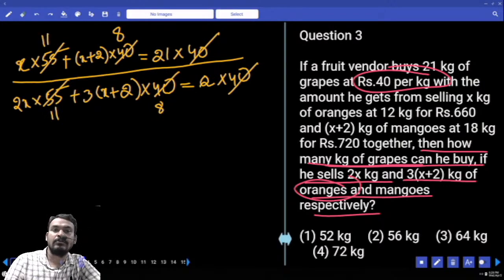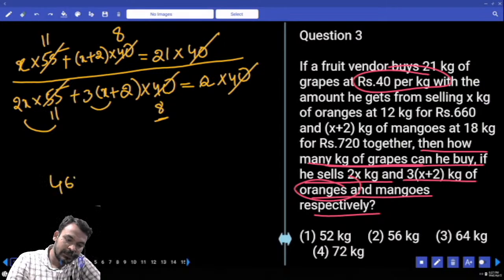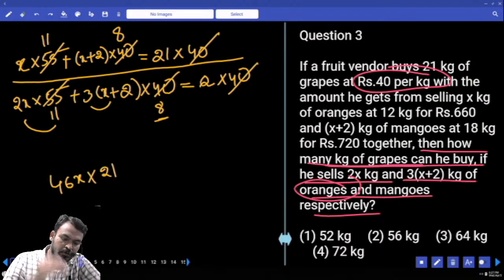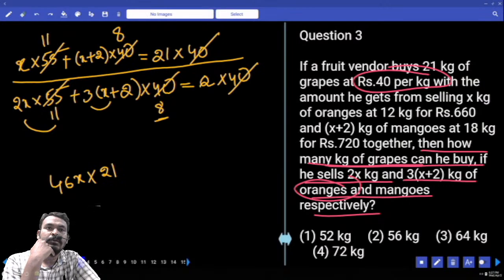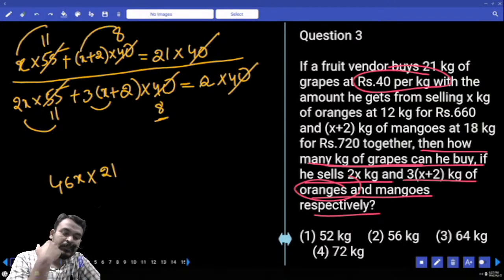Any other cancellations? No, just a cross multiplication or not? 11 into 2x, sorry, 22x, 3 into x, 3x into 8. 8 3s are 24, 24 plus 22, 46x or not? 46x, 46x into how much value? 21 or not? 21. Again second one, 11 into x, 11x, 8 into x, 8x.